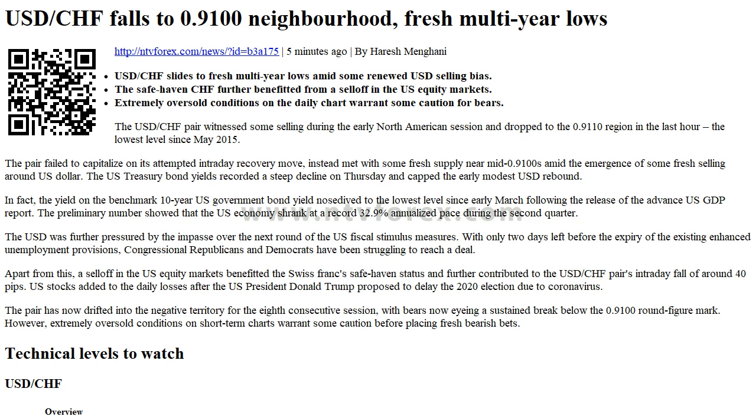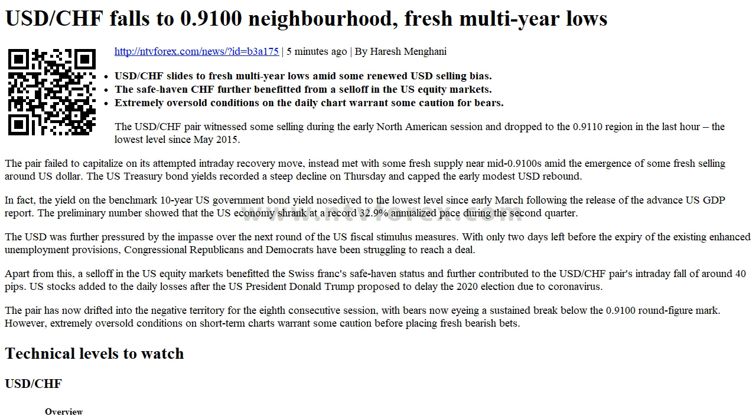The USD was further pressured by the impasse over the next round of the U.S. fiscal stimulus measures. With only 2 days left before the expiry of the existing enhanced unemployment provisions, congressional Republicans and Democrats have been struggling to reach a deal.